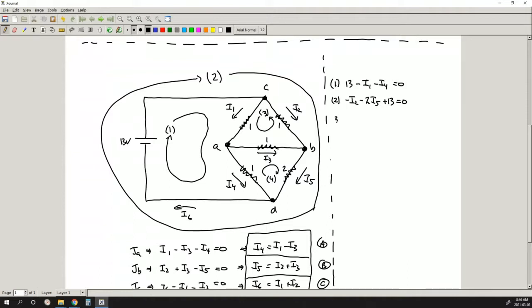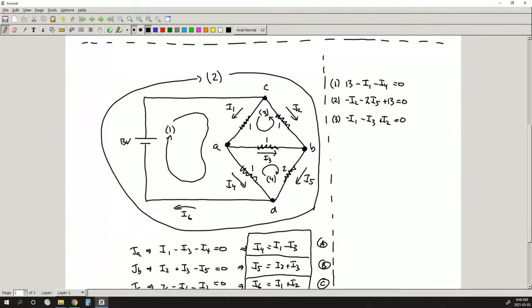If we look at loop 3, we looked at this one before also. So we're going counterclockwise here. Again, we're free to choose any direction we want, any starting point we want. So let's start off here at C. Let's say we'll go across all 3 of these 1 ohm resistors. 2 of them are in the direction of the current. 1 of them is against the direction, so that'll pick up a minus sign. We end up with minus I1 minus I3, and then plus I2. And that has to be equal to 0 also.